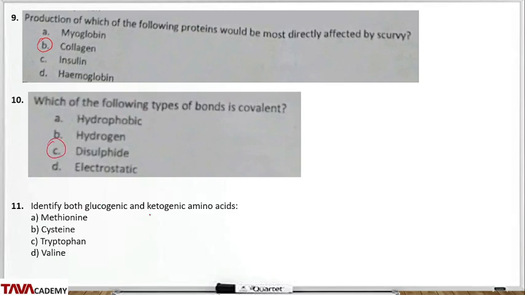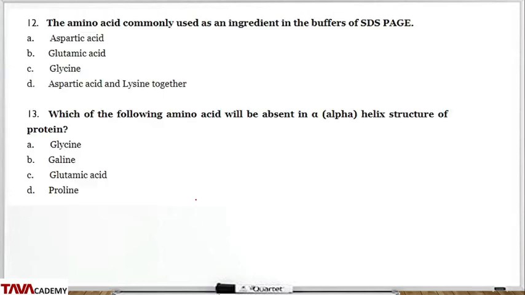Identify the amino acid that is both glucogenic and ketogenic. We said the mnemonic for that is 3TIP. So 3T stands for tryptophan, tyrosine, and threonine. So they are the 3T. So we have one of them here. That's option C. IP stands for isoleucine, and phenylalanine for P.